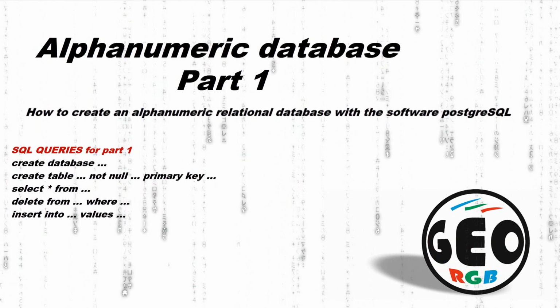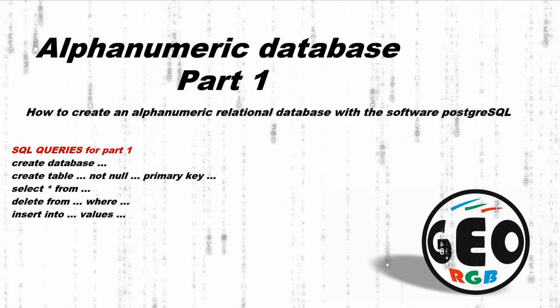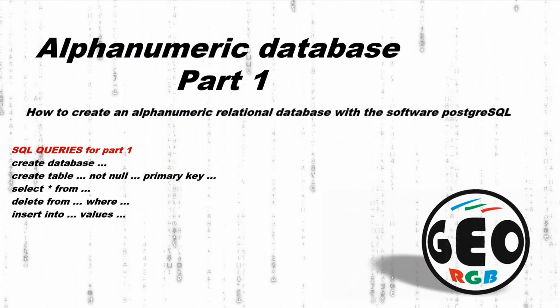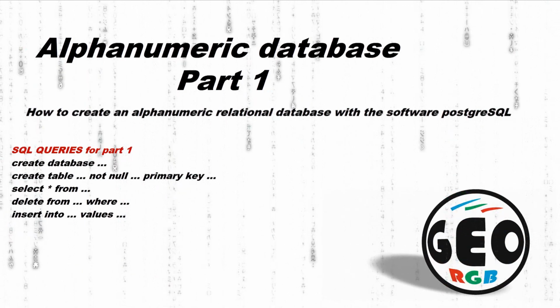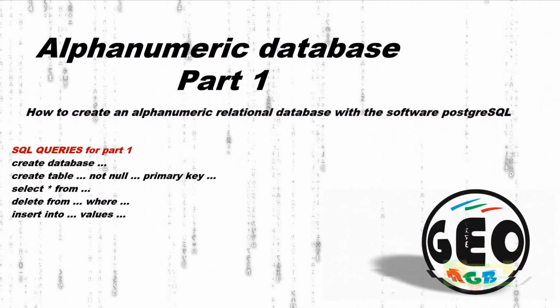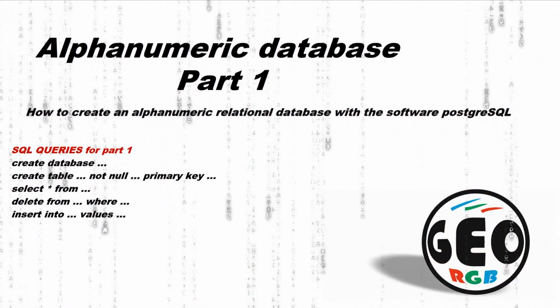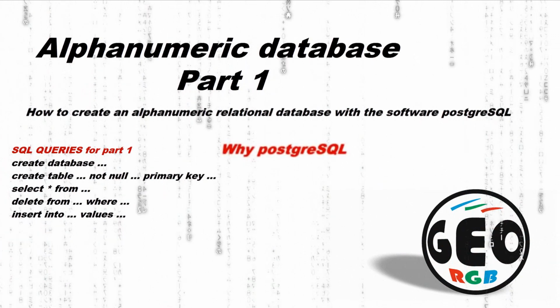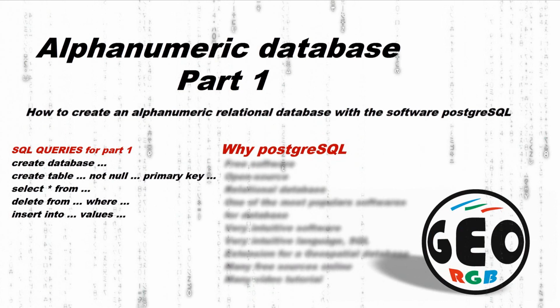In this tutorial, there are around 2.5 hours of content divided into 4 parts. Watching this tutorial, you are going to be able to create, read, update, and delete a relational alphanumeric database. To do that, we are going to use the software PostgreSQL.